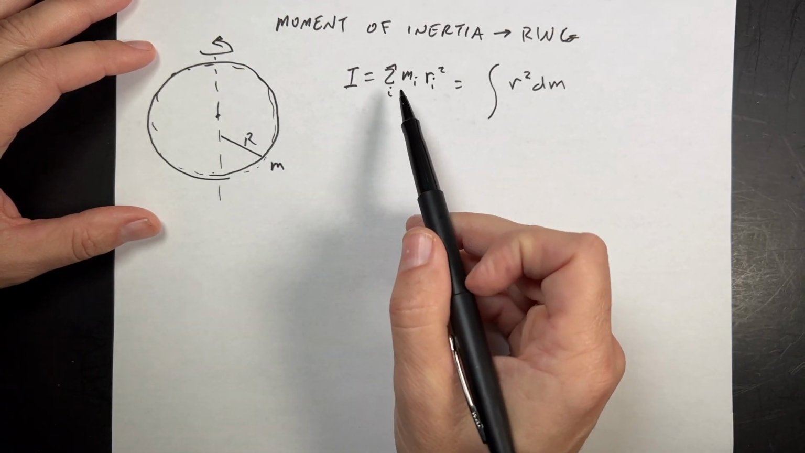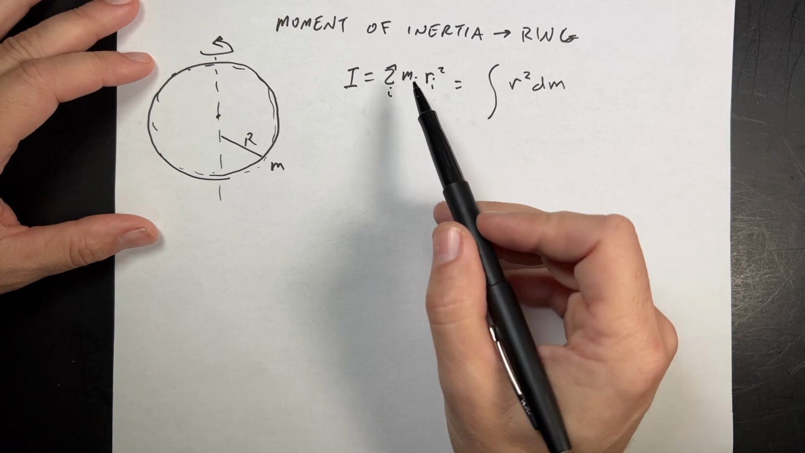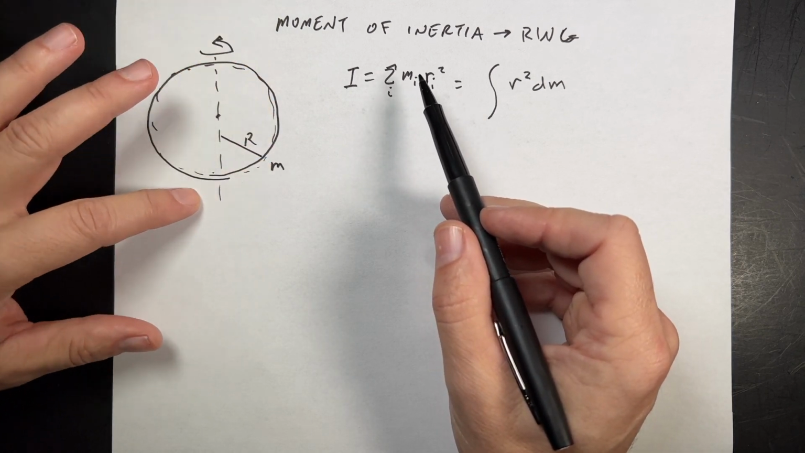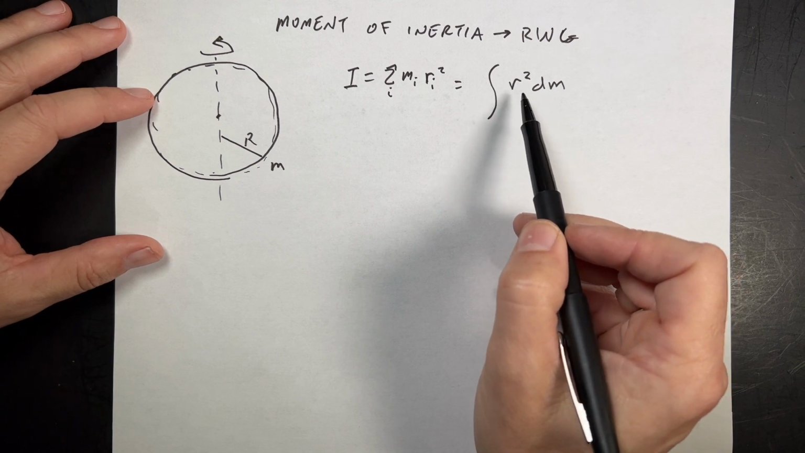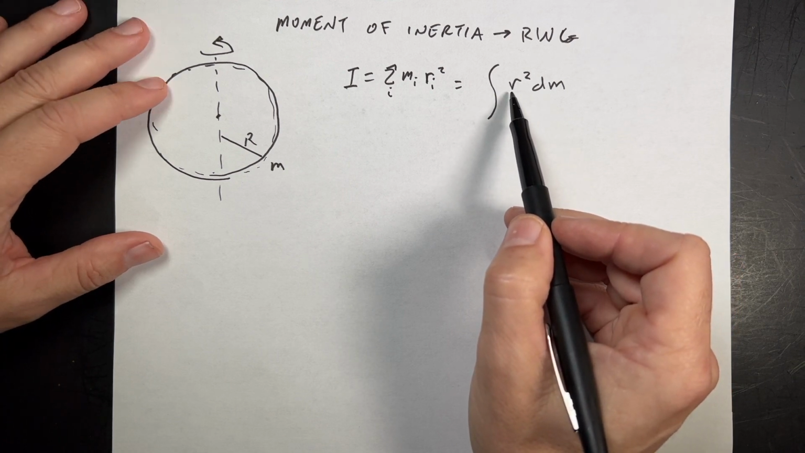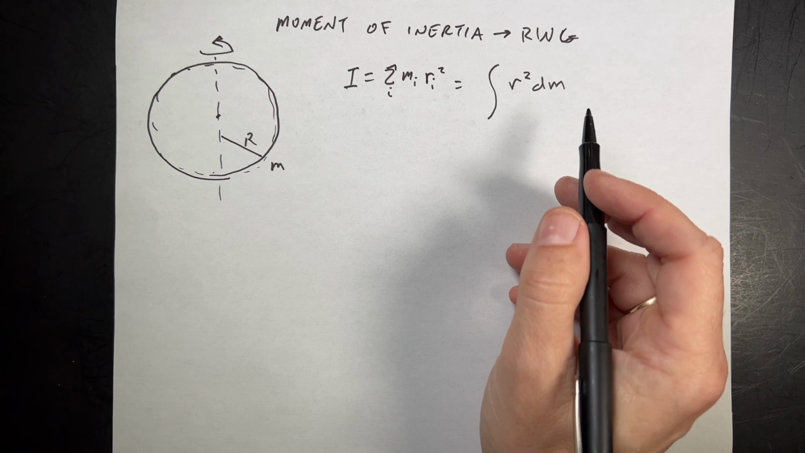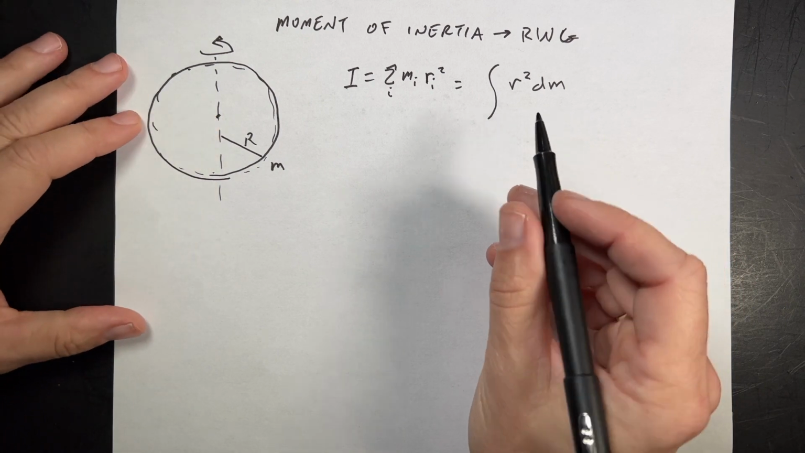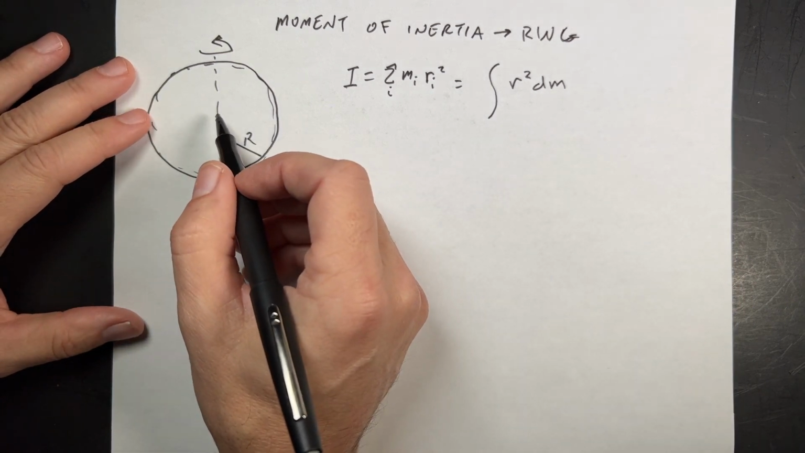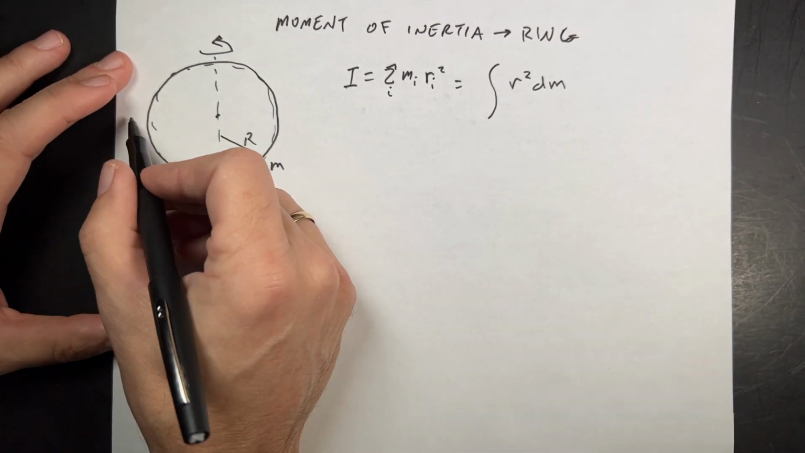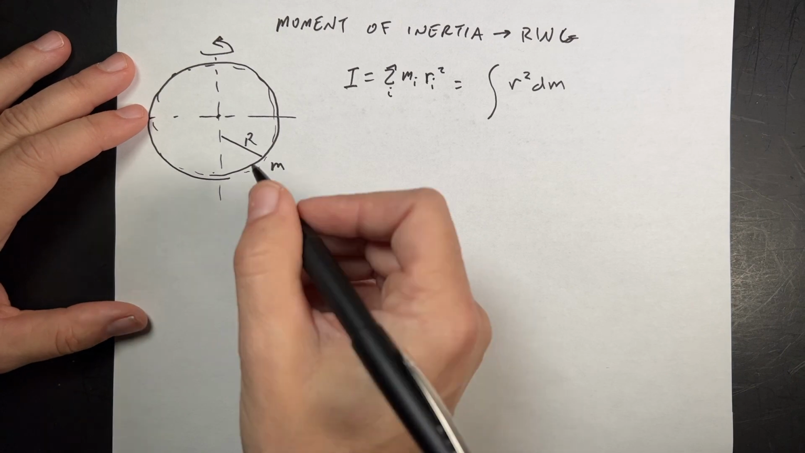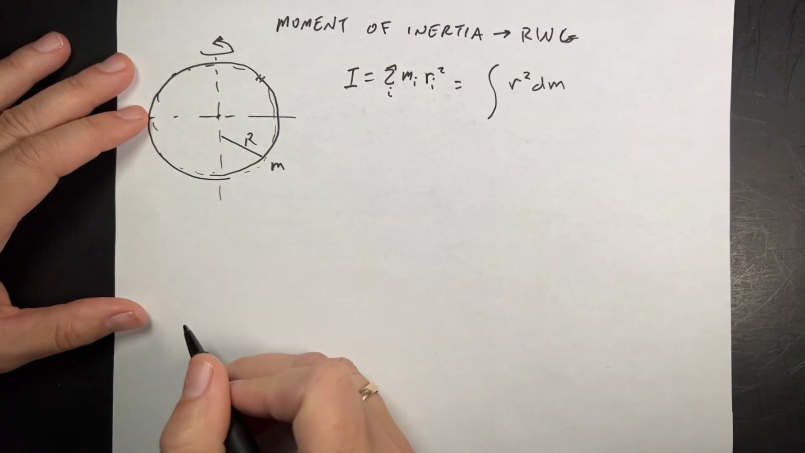Now, if I have a continuous distribution like a ring, then I'd have an infinite number of masses, and I'd call the mass dm, and it'd become an integral of r squared dm, where r is the distance to that particular piece. So let's go ahead and do the moment of inertia about an axis going this way, which is really easy. In that case, I can pick a little piece, dm.